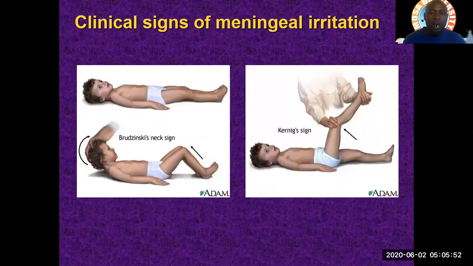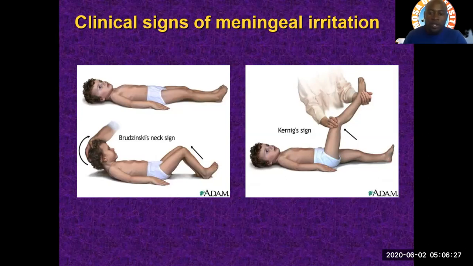If you look at the diagrams on the PPT, you will see how we do the Brudzinski sign, where you hold the neck, or the head of the baby, and then you tilt it a bit. If there is meningitis in this baby, what will happen is that the baby will flex the legs up. So you know that that is one of the indicative signs of meningitis.